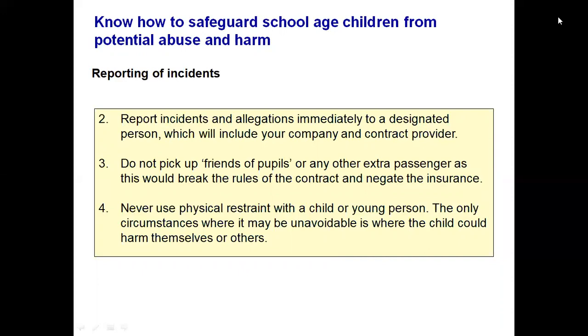Extra passengers would also include parents. So mum or dad might say to you, can you drop me off at the train station on your way to school? You're going past it. The answer is no, believe it or not.